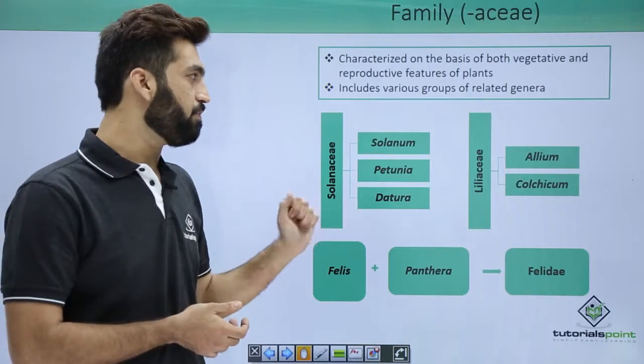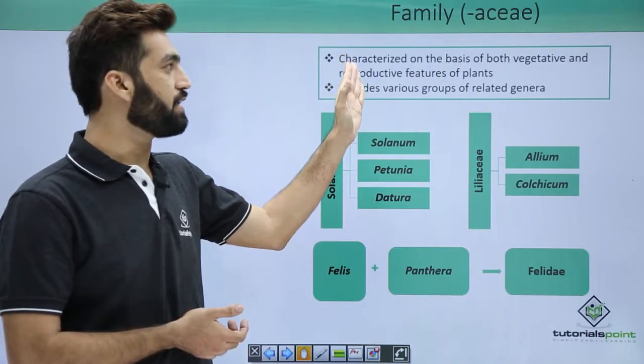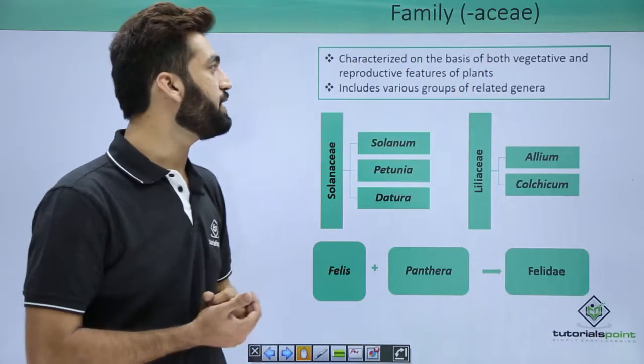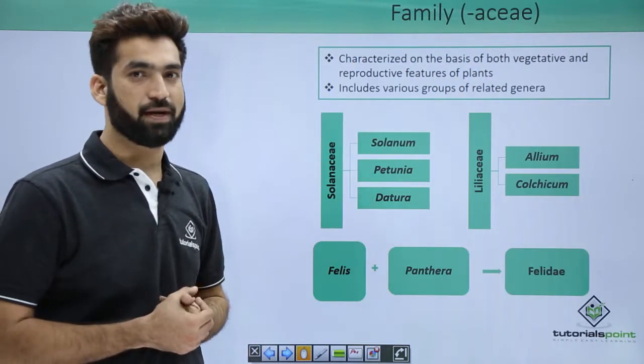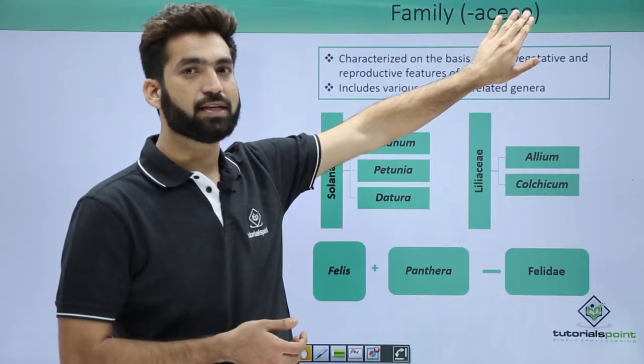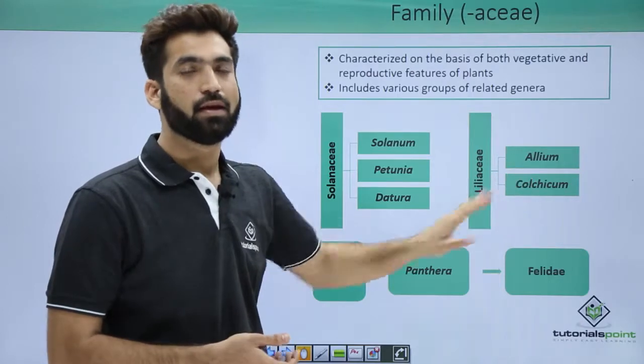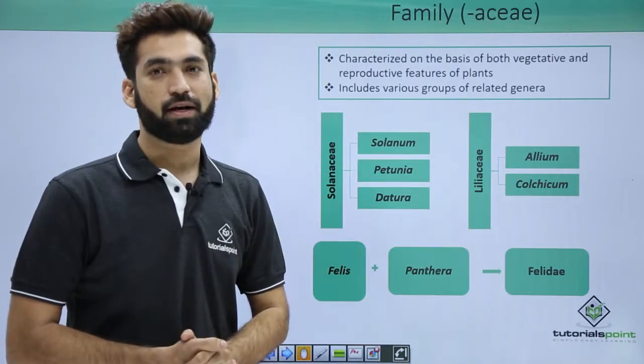When you talk about plants, we basically talk about families which are characterized on the basis of vegetative and reproductive characters of the plant. In plants, the family is always given the suffix called ace, like you can see Solanaceae and Liliaceae. In next class, we'll be talking about order.